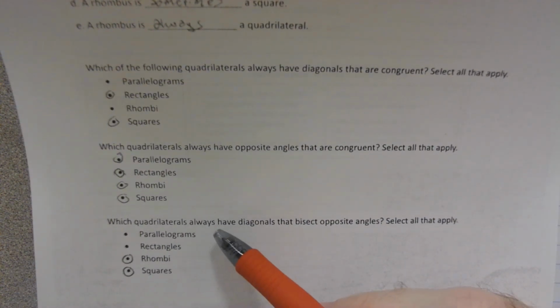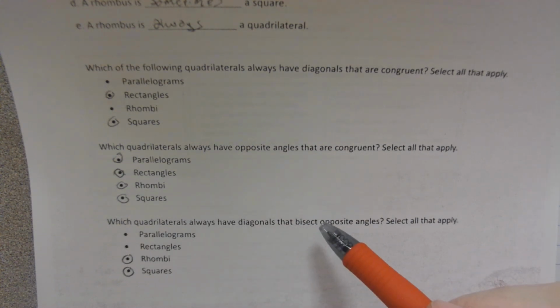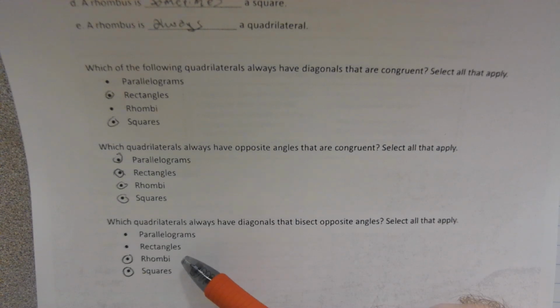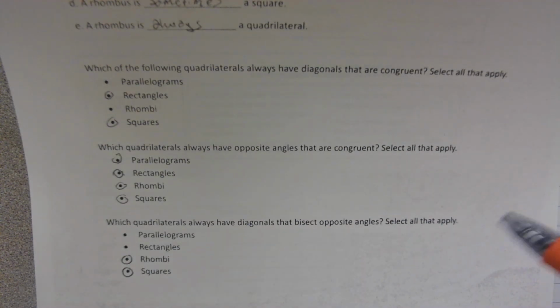And then which quadrilaterals always have diagonals that bisect opposite angles? And again, choose all. That's rhombi, rhombuses, rhombi is the actual plural, and squares. Parallelograms don't, and rectangles don't, but rhombi and squares do. They bisect the opposite angles.